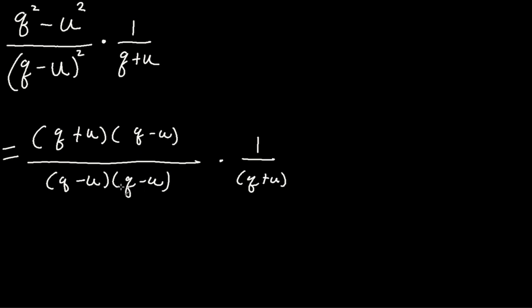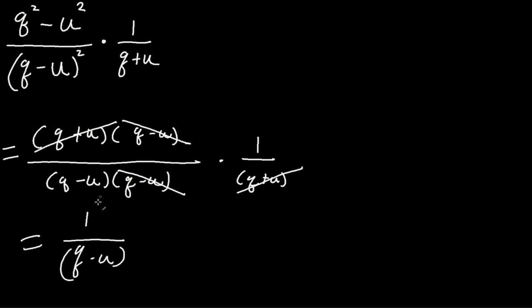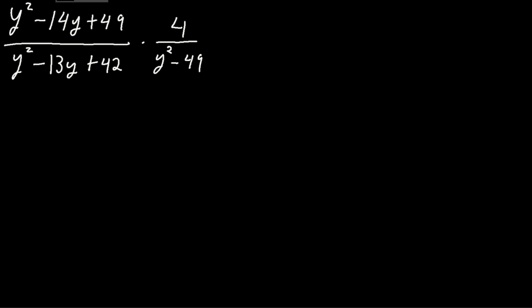What can I simplify? It looks like I can completely reduce out q minus u right there. I have a q plus u and a q plus u, and so what am I left with? Just this 1 here, and then q minus u. And so that would be my final answer. Okay, so for that one, we simplified it. We just did our reduction, and that was it. That's all we needed to do. All right, let's look at the next example.